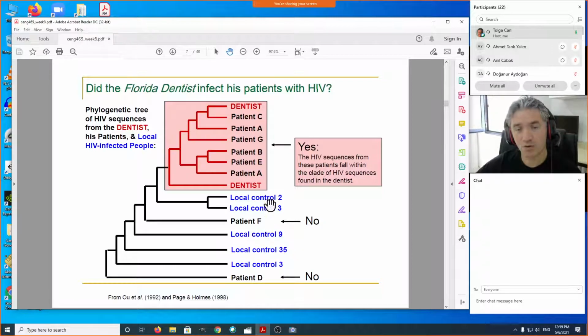Local controls are the ones that are not patients of this dentist but have HIV, and we see that they are different from the samples that we got from the dentist's patients, and a large number of the dentist's patients are grouped together here. Such a phylogenetic tree may be used as scientific evidence showing that these patients got HIV from the dentist.